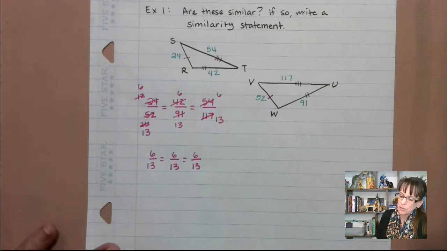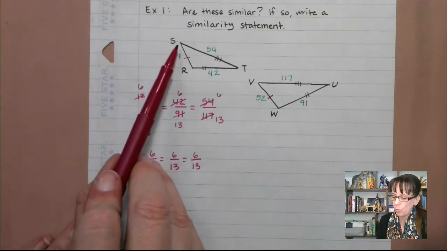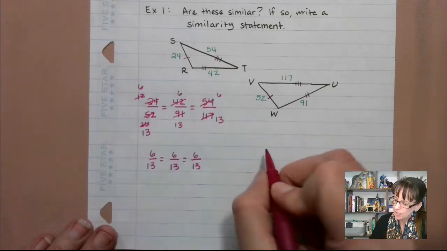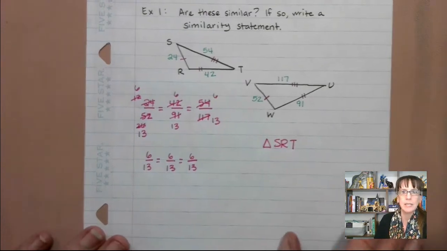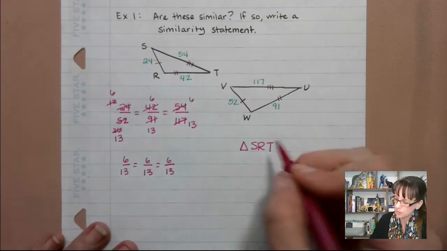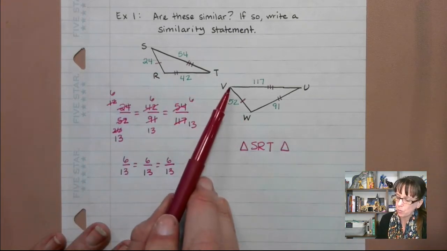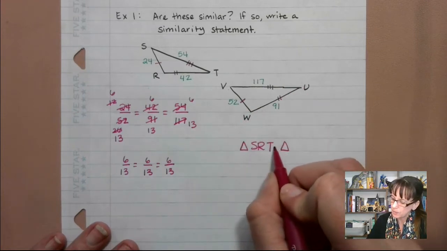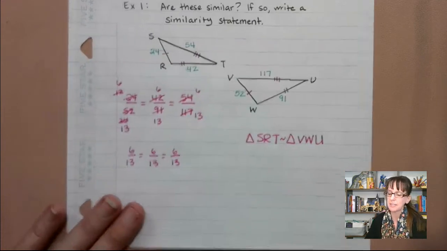Now, this is where those dashes are helpful for writing your similarity statement. I'm going to go 1 dash to the 2 dash. So that's SRT, so triangle SRT. For your first triangle it doesn't matter what order it is in, but for the second one, the order absolutely matters. Because I did 1 dash, 2 dash, I have to do 1 dash, 2 dash here. So VWU. Triangle SRT is similar to triangle VWU. Excellent. All right, let's try another example.